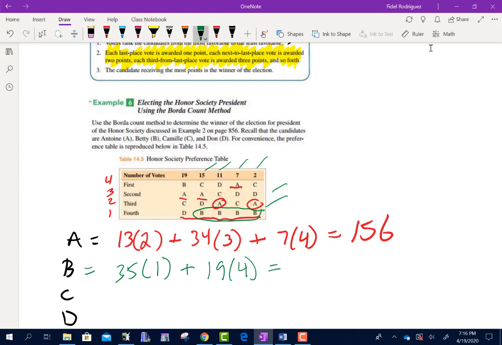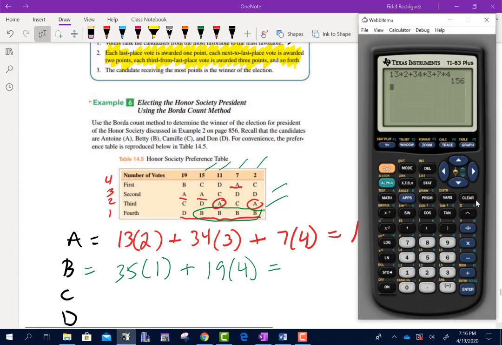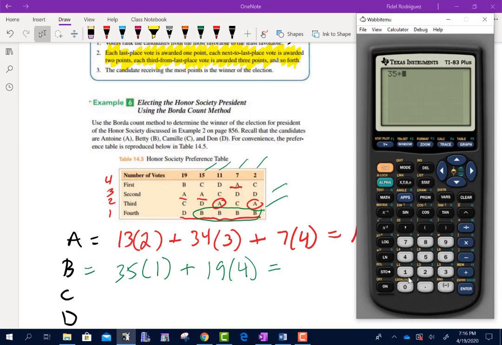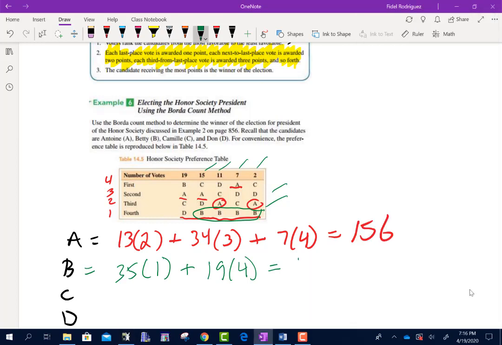And so I'm going to go ahead and tally these numbers up as well. So let me get my calculator again. Clear that out. So 35 times 1 plus 19 times 4. Okay, it's 111. 111 is how many Betty has.